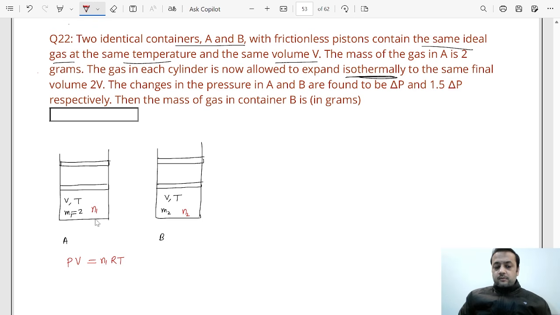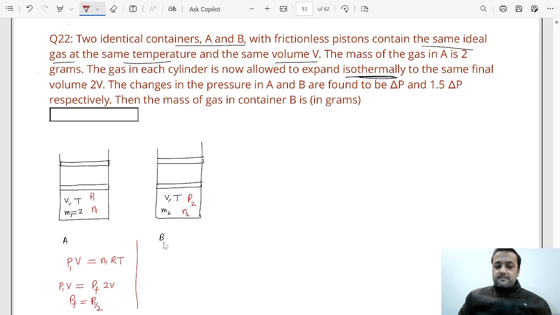Now, since the gas follows an isothermal process, for gas A, P1 V1 will be equal to P2 V2. Let us say the initial pressure here was P1. So P1 into the initial volume V is equal to the final pressure into the volume 2V. The volume has been doubled, so the final pressure is P1 by 2. Now for gas B, let's say the initial pressure is P2.